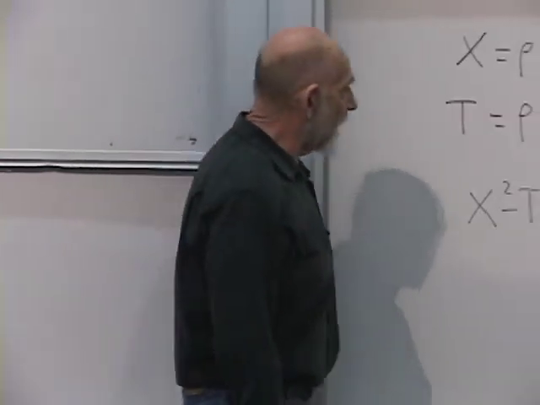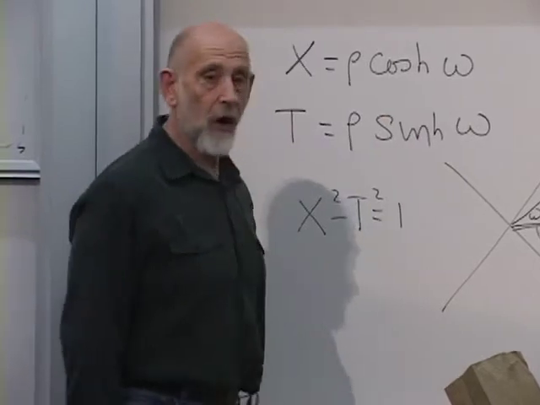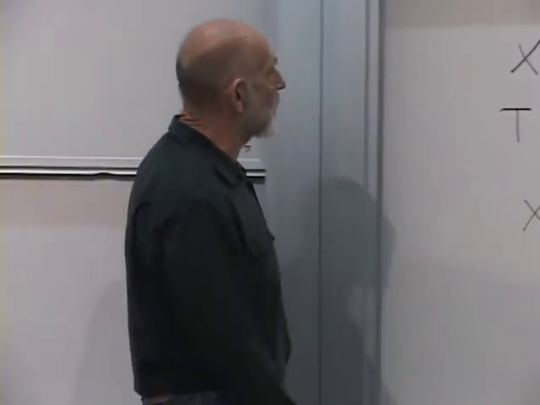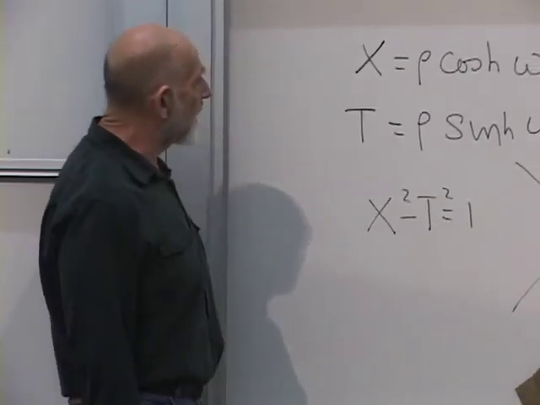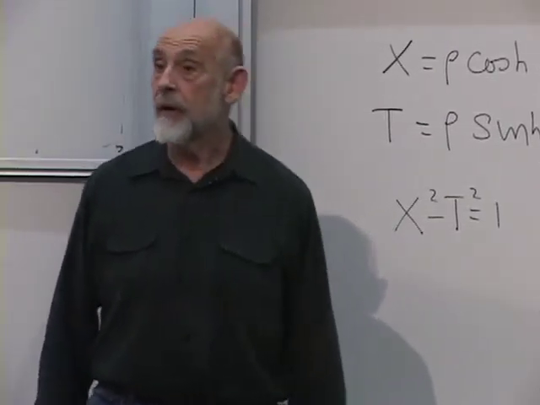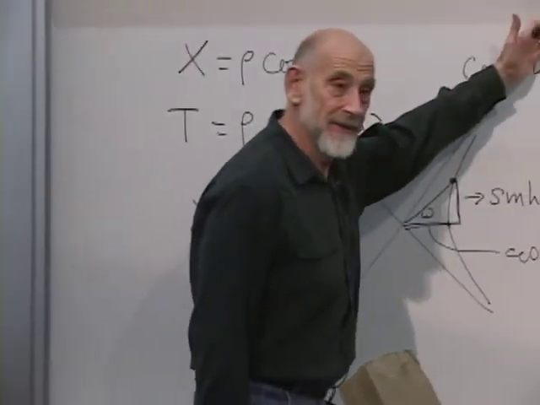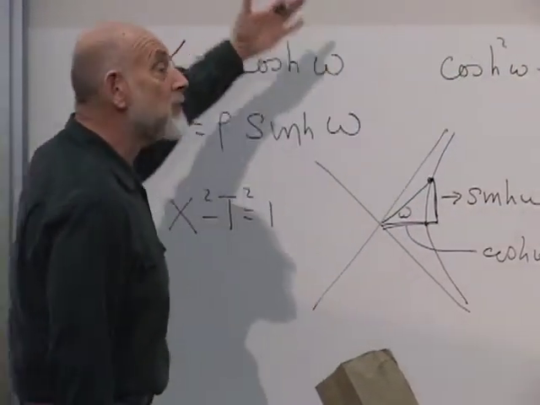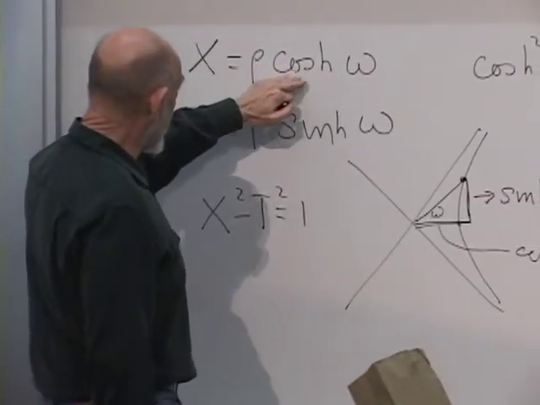And of course, you can see that. What happens when omega gets very large? Let's think about for a moment, what happens when omega gets very, very large? What happens to hyperbolic cosine of omega? It's very easy. Just look at this picture. It gets big. In fact, it gets big exponentially fast with omega. So this gets very big.